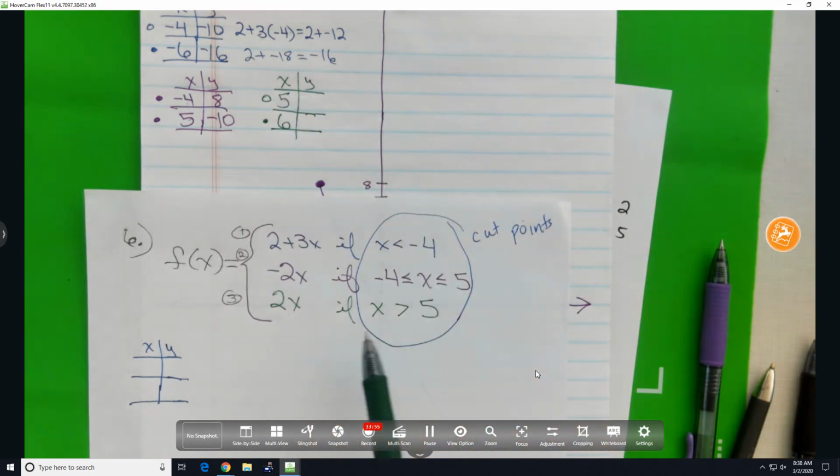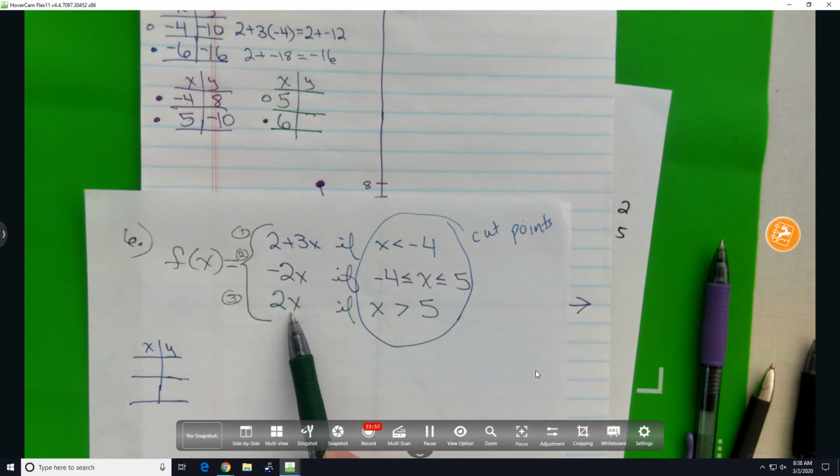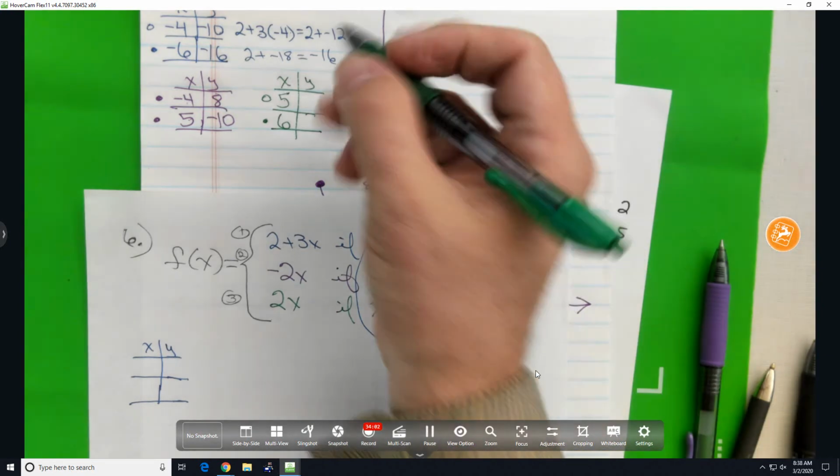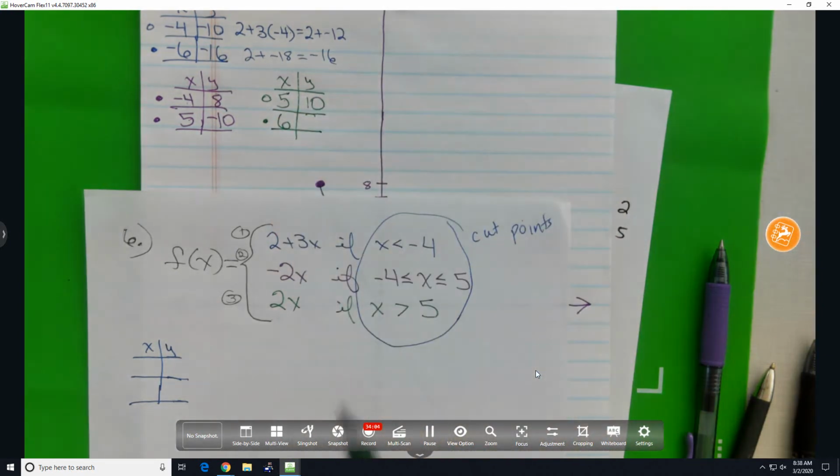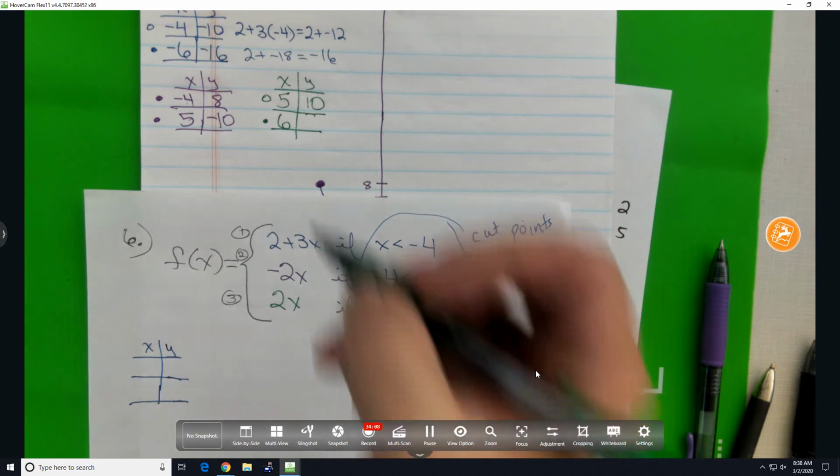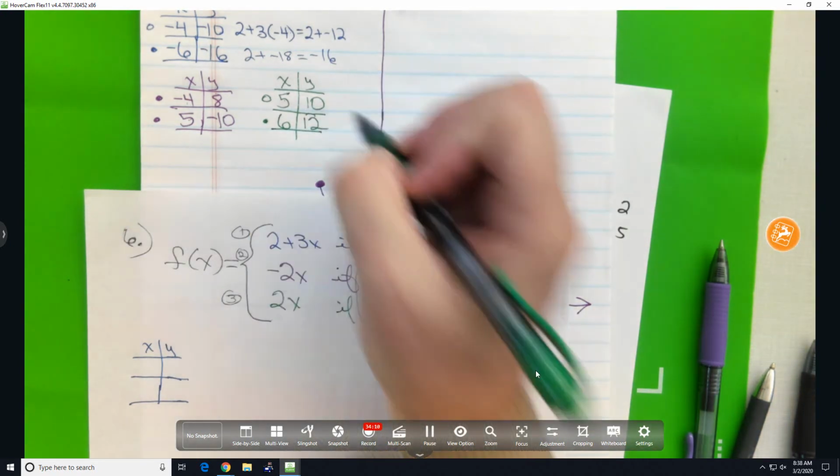Plug 5 into the green piece. What's that going to give us? 2 times 5, I agree with 10. Plug 6 in. 12, I agree.